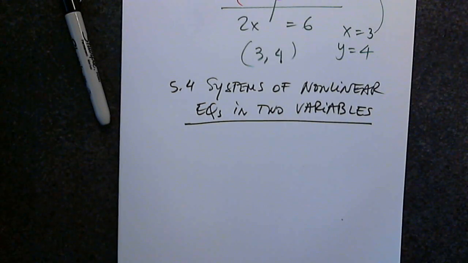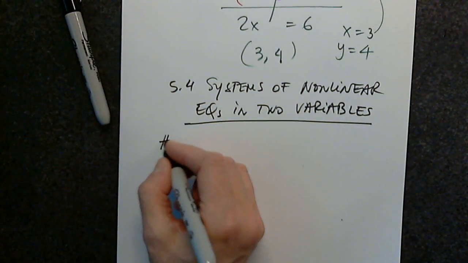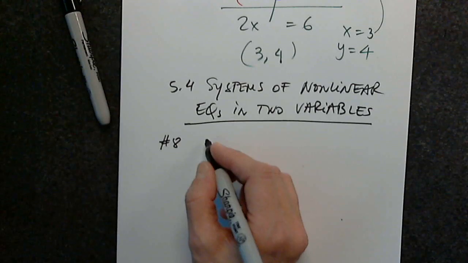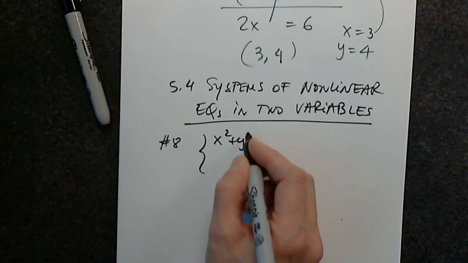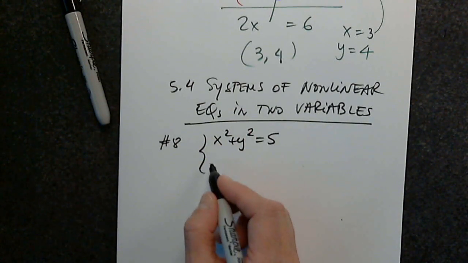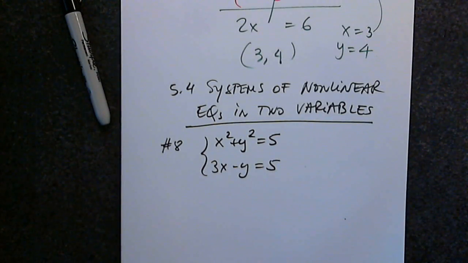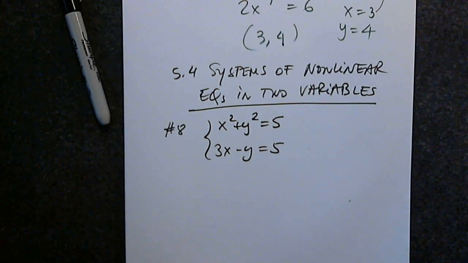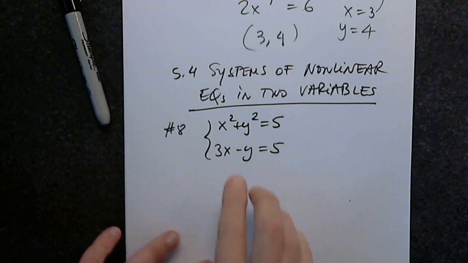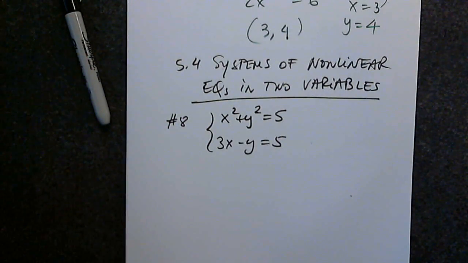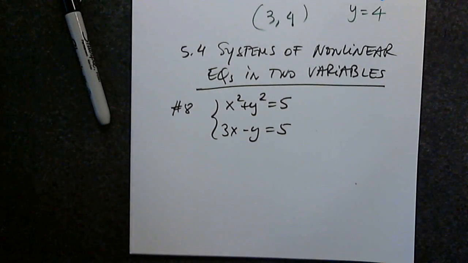So let's start with, let's say, problem 8. We have x squared plus y squared equals 5, and 3x minus y equals 5. It is a system. It has two variables, but this is not linear anymore because we have x squared, y squared. Okay, and we are asked to use substitution again.